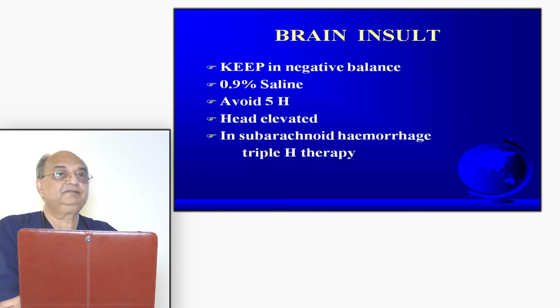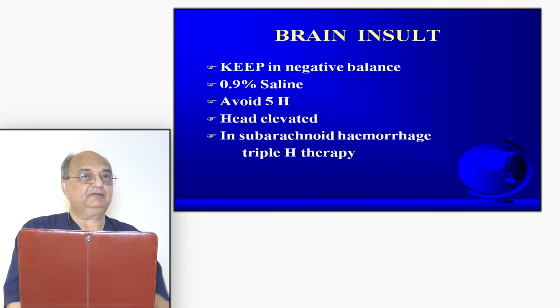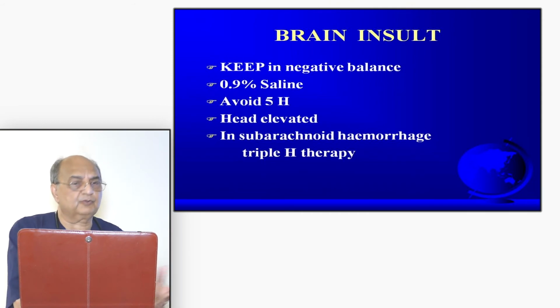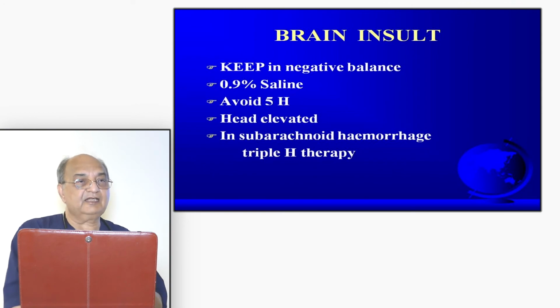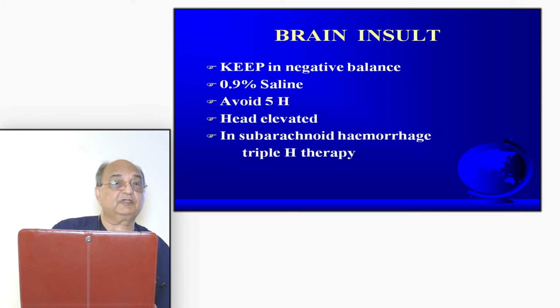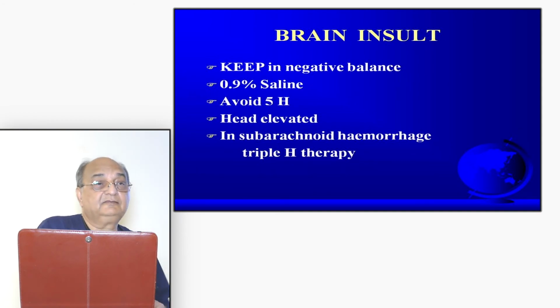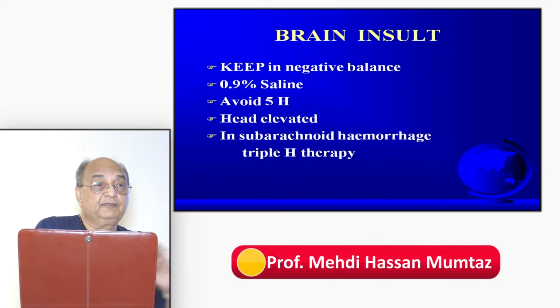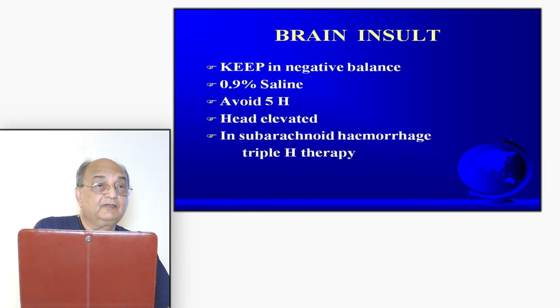Brain insult: keep in negative balance. Every patient who has a brain insult, we keep in negative balance, 1 to 2 liters. 0.9% saline is a solution. Now you've got saline 0.9%. How much sodium is in it? 154. And how much negative ion should be with it? 154 plus 154, so it's 308. This is the osmolality which is required for the brain edema to be reduced. So we keep the osmolality between 308 and 310.